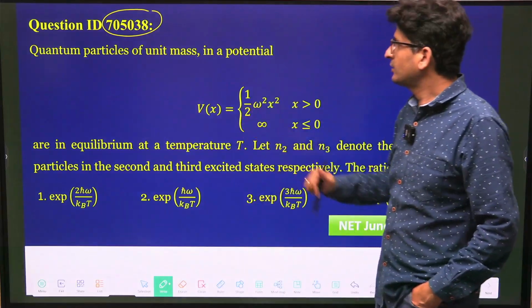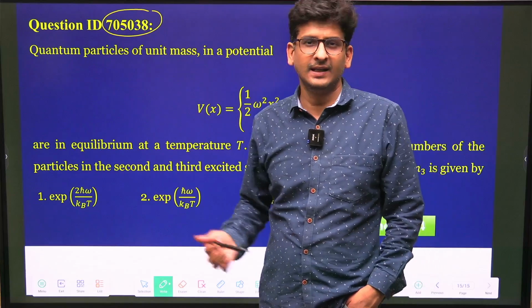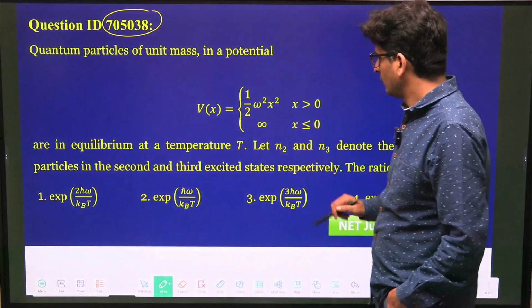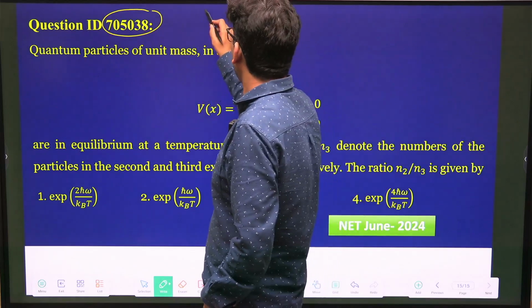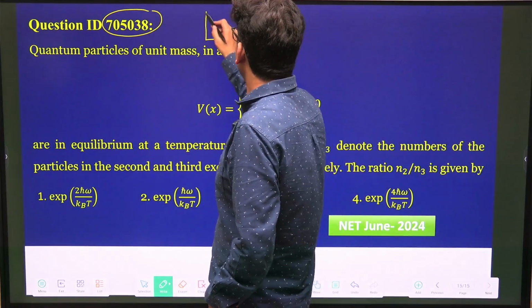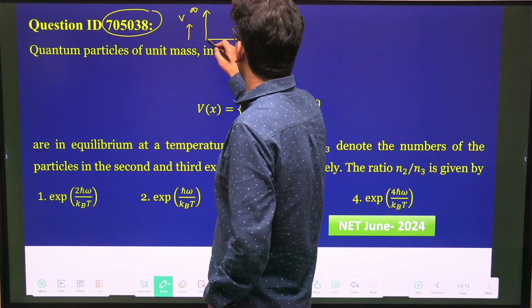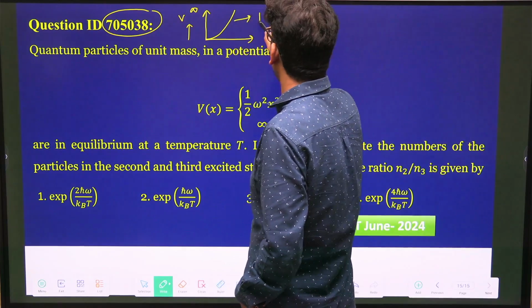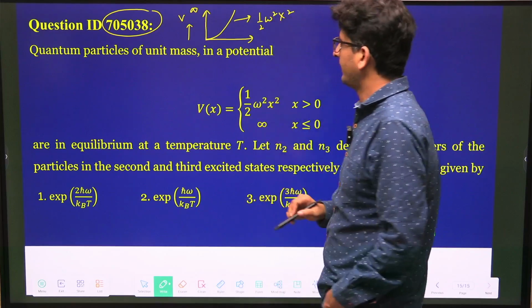So this question is linked to quantum mechanics and statistical physics. Here you can see a potential is given, which is an asymmetric potential. On this side you have the potential infinite, and on the right side it is just a harmonic oscillator, so it is half omega square x square.